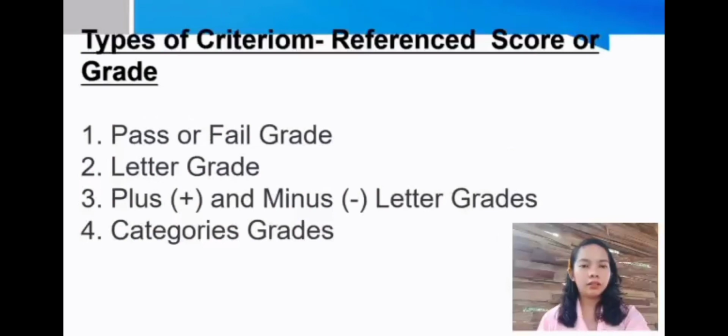There are 4 types of criterion-referenced score or grade. Number 1 is pass or fail grade. Number 2 is letter grade. Number 3 is plus and minus letter grades. Number 4 is category grade.